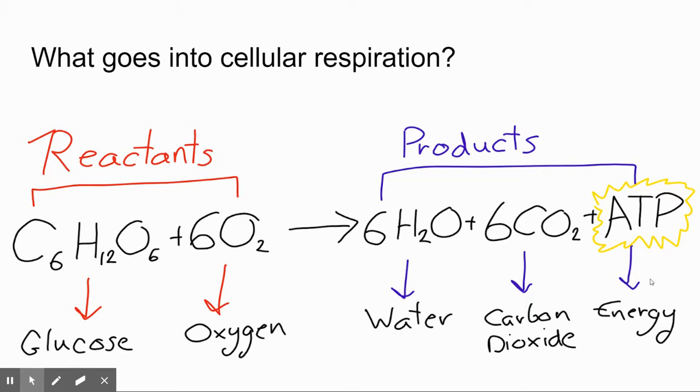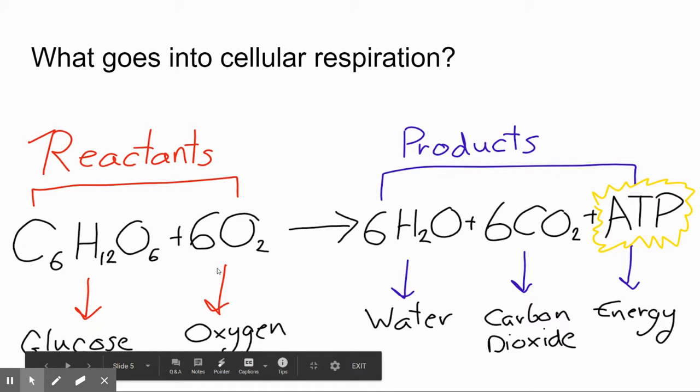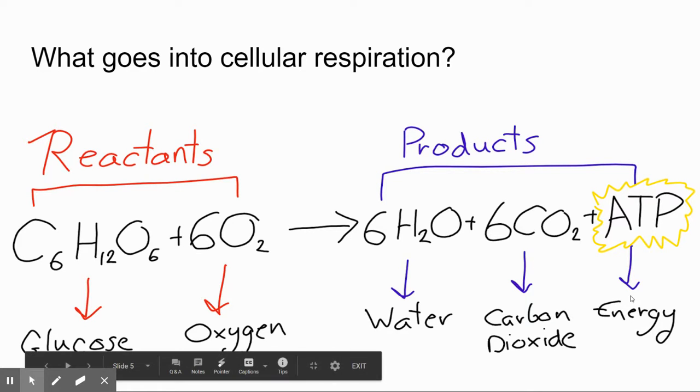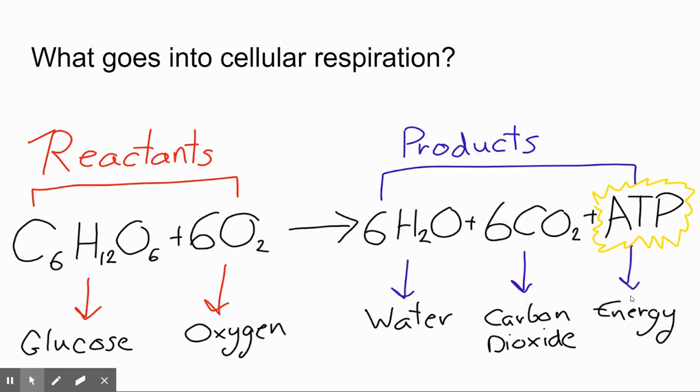Okay, so what goes into cellular respiration? Our reactants are glucose and oxygen. When we combine our glucose and oxygen, we get our products of water, carbon dioxide, and ATP. ATP, if you guys don't remember, is the energy that is usable by the body. So, ATP is super important. The whole point of cellular respiration is to make ATP.